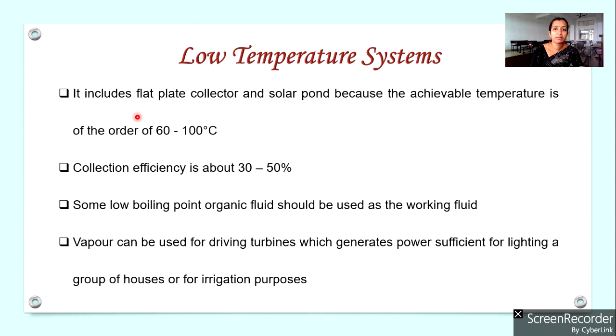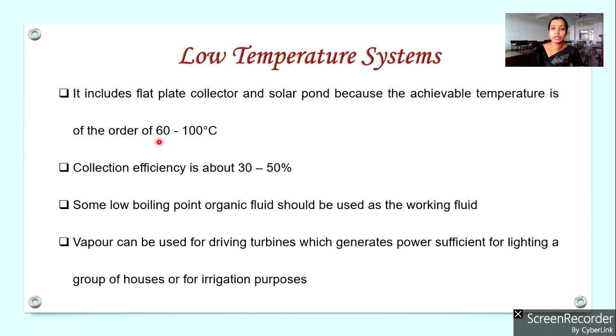Low temperature system, as the name indicates, the temperature available from these systems will be limited. It is in the range 60 to 100 degrees Celsius. We know that the boiling point of water is 100 degrees Celsius, and the temperature required to convert water into steam is more than 100 degrees Celsius. So using this temperature, we cannot produce steam. If we have to drive a steam turbine, we need steam. So in a low temperature system, as the temperature range is low, we cannot convert water into steam.